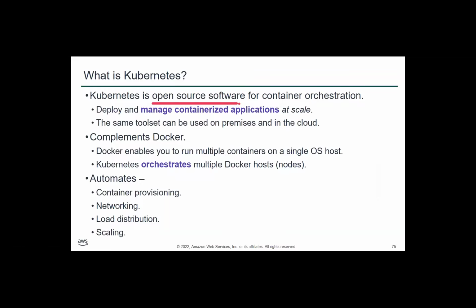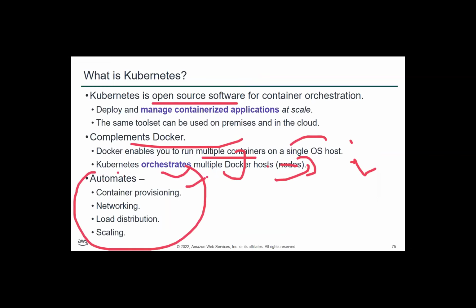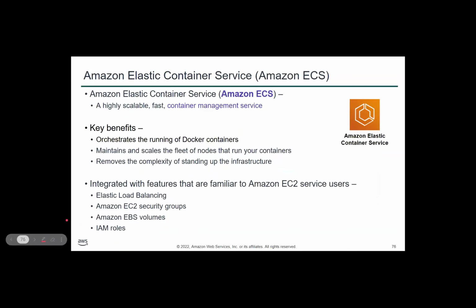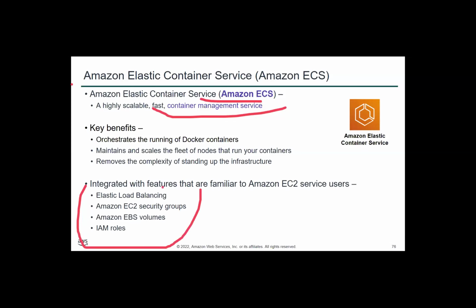What is Kubernetes? As we already mentioned, it's a software container service that complements Docker. Docker enables you to run multiple containers on a single OS. Kubernetes orchestrates multiple Docker host nodes, which we can manage by Kubernetes. It automates container provisioning, networking, load distribution, scaling, everything. To support this, AWS already has a Kubernetes kind of service, that is ECS. It's also a container management service managing load balancing, security, EBS volumes, IAM roles, and everything.